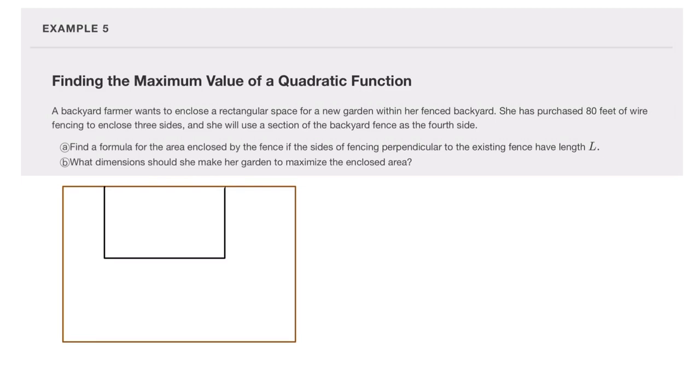Okay. So we're going to let L run from here to here. And I guess we'll let this be W. Okay. So then if we add up the sides, again, we're going to have L on the other side as well. So then if we put those together, 2L plus W is going to equal 80, right?